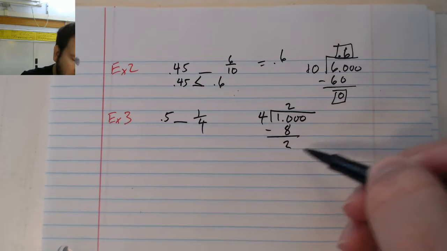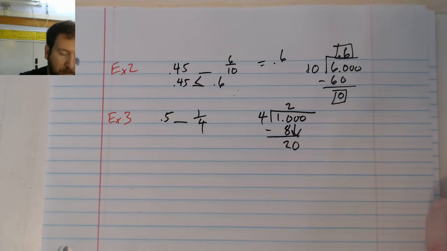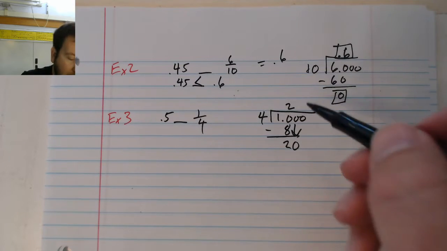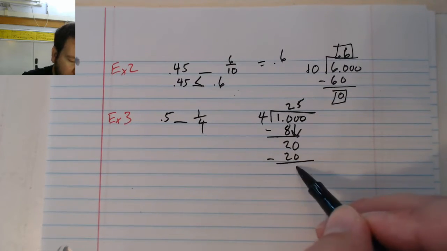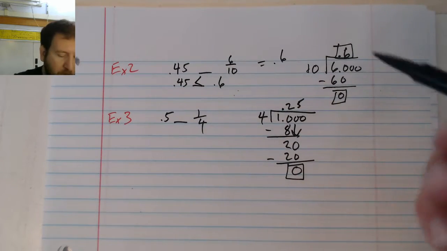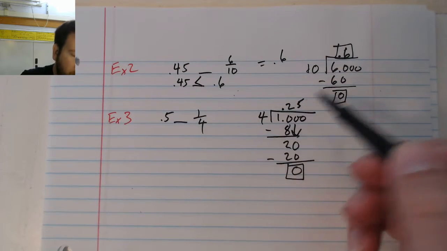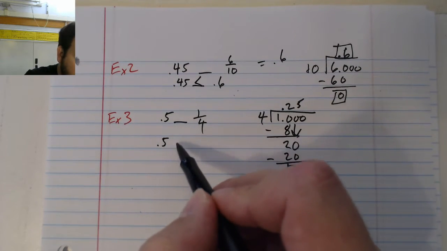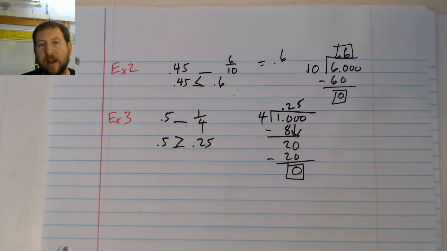Subtract, ends me with 2. Bring down a 0. How many 4s are in 20? That should be 5, right? 4 times 5 is 20. Subtract 0. Awesome. Make sure I bring up my little decimal point. I can see that 1/4 is equal to 0.25. So 0.5 compared to 0.25 is definitely 0.5 is greater. All right? Should be pretty easy, and good luck.